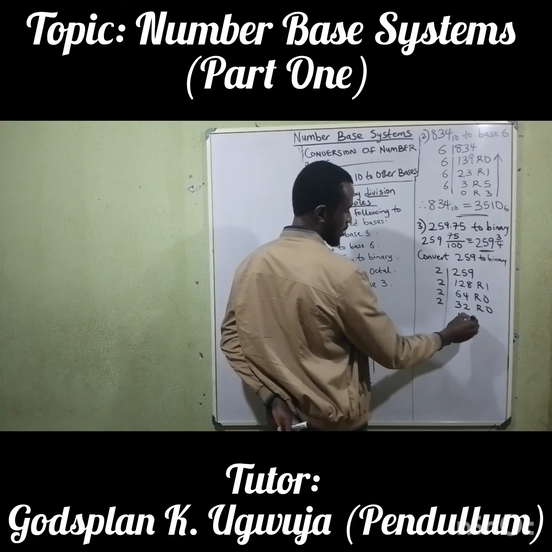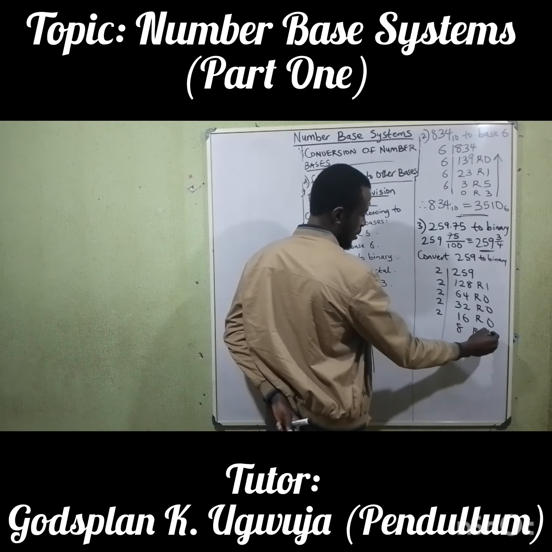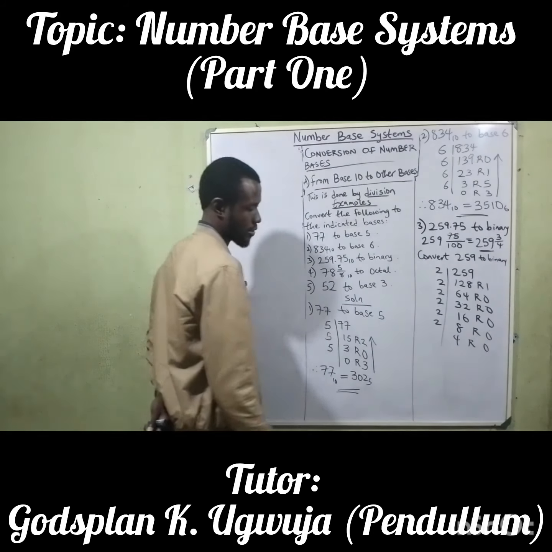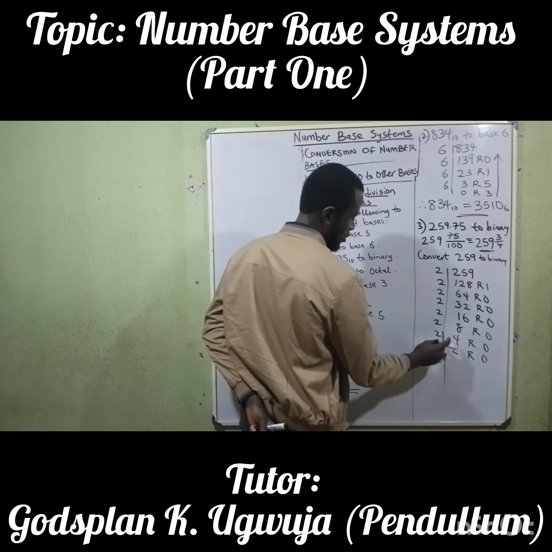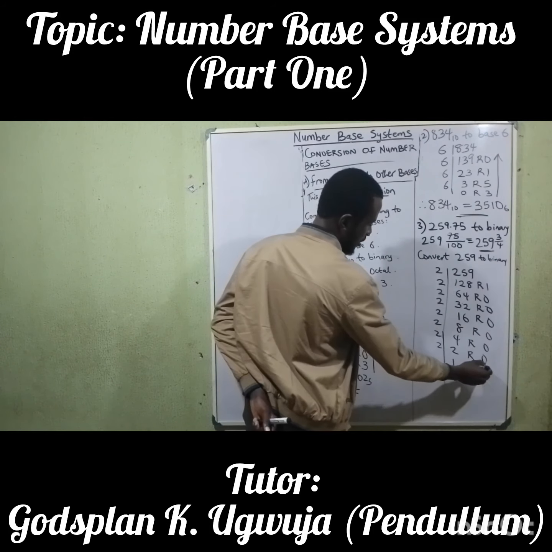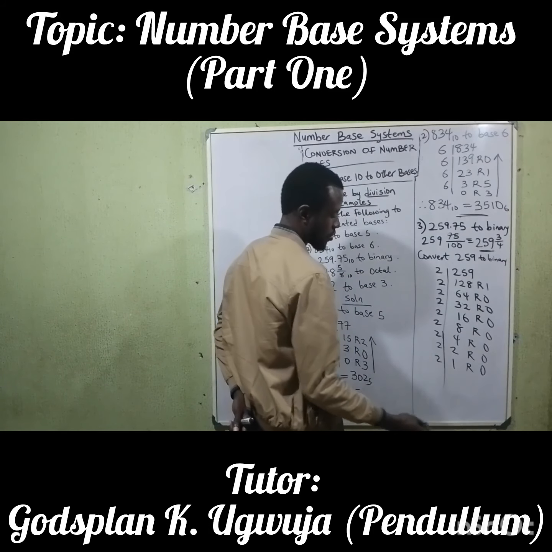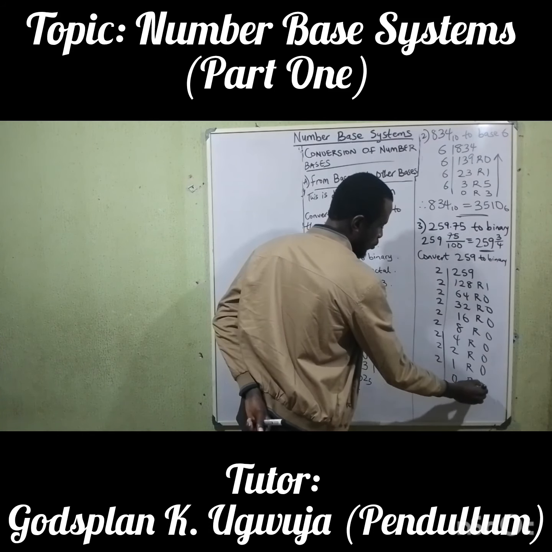2 into 12, 6. No remainder. 2 into 6, 3. No remainder. 2 into 8, 4. No remainder. 2 into 4, 2. No remainder. 2 into 2, 1. No remainder. And then finally 2 into 1. 2 cannot divide 1 without getting fractions. So 0, remainder 1. Please remember, keep going until you get to 0. Then you take this from down to up.